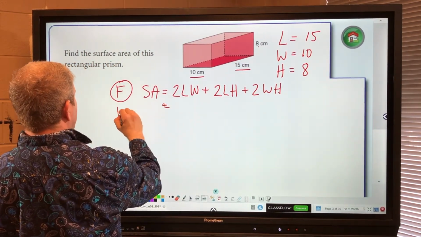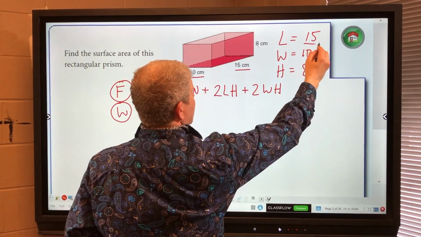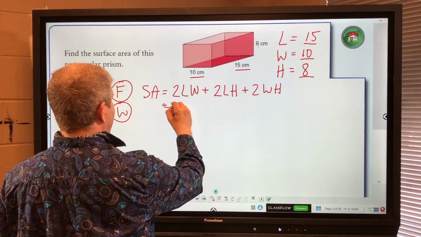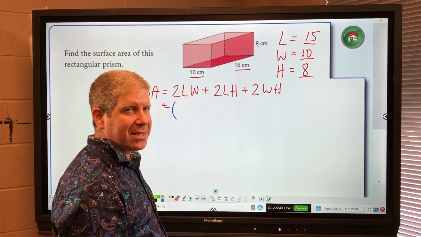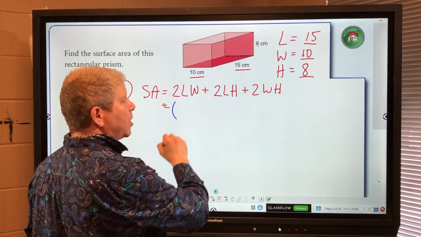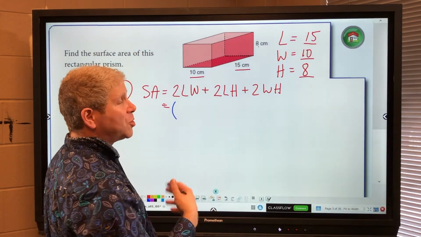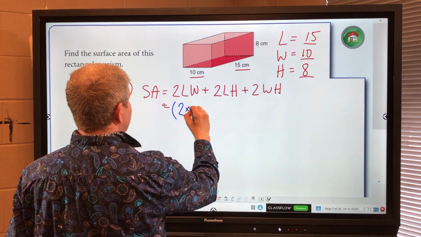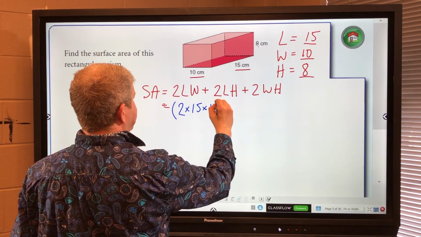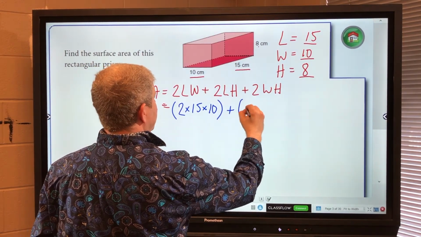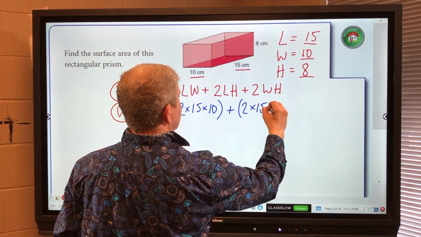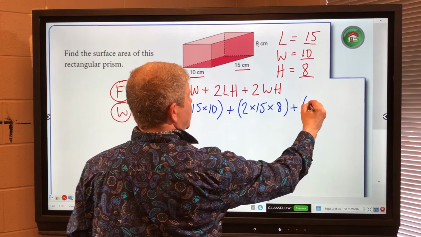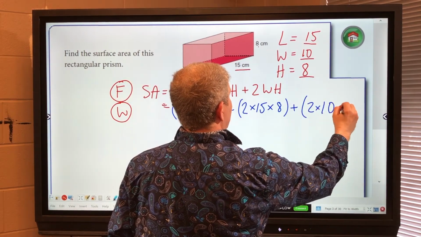Next thing we're going to do is what I call the work. This is where we're going to substitute all of these values anywhere we see LW, LH, and WH. Now I'm going to add brackets here because I find that it gets quite messy, and if you don't have brackets, you're going to be multiplying where you should be adding and adding where you should be multiplying, which of course will give you the incorrect answer. So let's start here. 2 times L, which is 15, times W, which is 10, plus, in brackets, 2 times L, which is 15, times H this time, which is 8, and then plus our final one, 2 times W, which is 10, times H, which is 8.